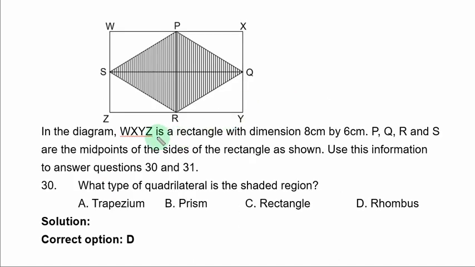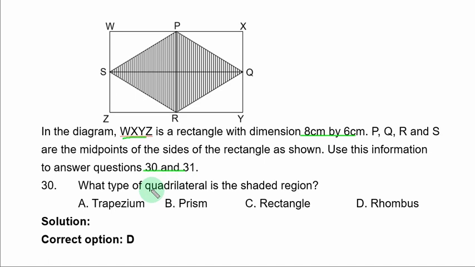In the diagram, WXYZ is a rectangle with dimension 8 cm by 6 cm. P, Q, R, and S are midpoints of the sides of the rectangle as shown. Use this information to answer questions 30 and 31. Question 30. What type of quadrilateral is the shaded region?